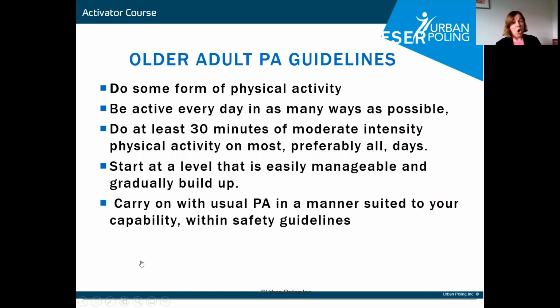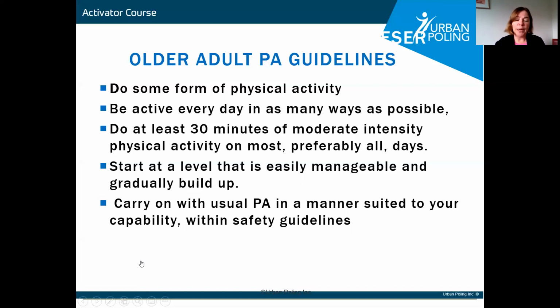Okay, so let's look at older adults' physical activity guidelines. We did look earlier in Module 1 at the adult physical activity guidelines. These are for older adults over the age of 65, and these are the Australian physical activity guidelines. So the first one is older people should do some form of physical activity no matter what their age, weight, health problems or abilities may be.